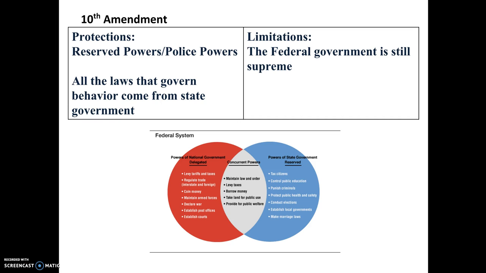And the 10th Amendment sets up what's referred to as reserved powers. And these are the powers that are practiced or held by state governments. So these are the things that the national government, the federal level of government is supposed to stay out of, and the states are supposed to manage for themselves.